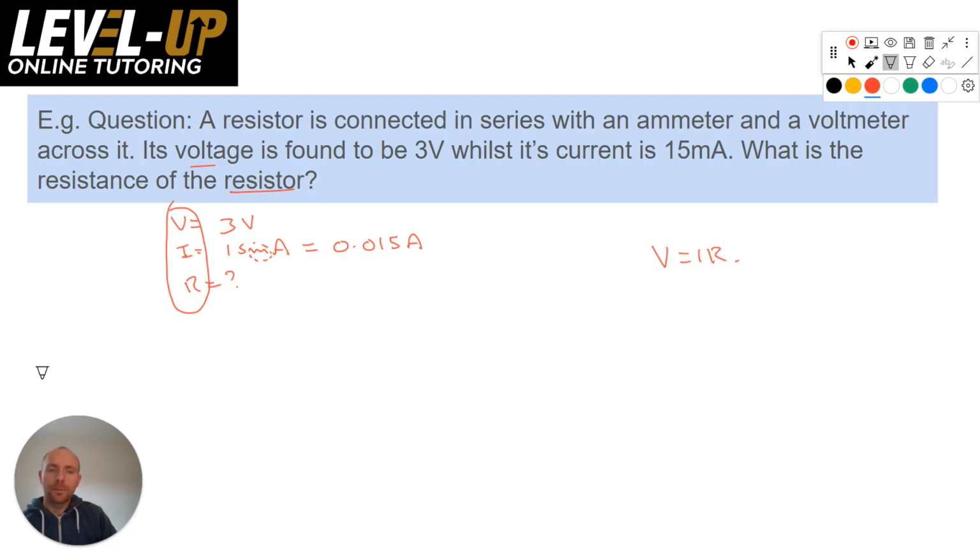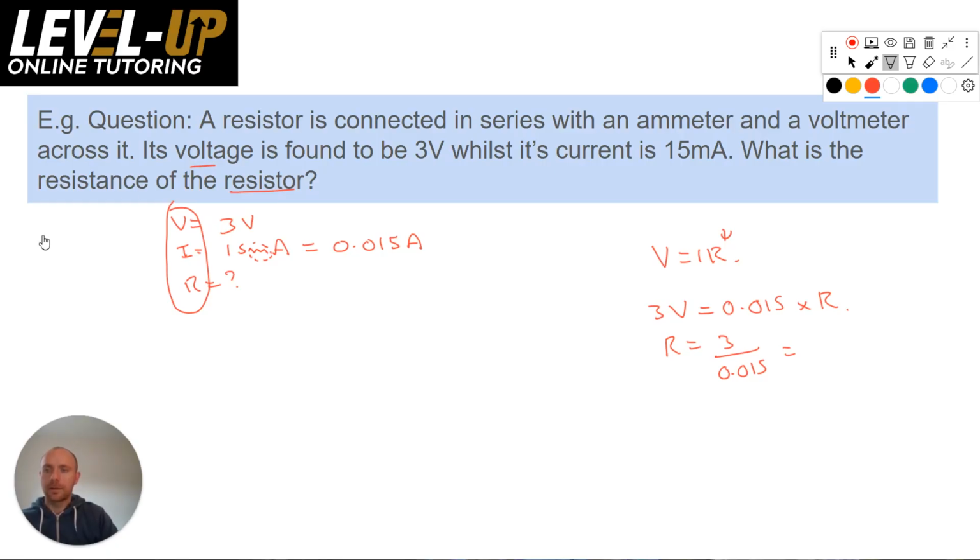But we want to ultimately rearrange that because we want R. But before you do that, we're going to substitute. You're going to get a mark for substituting. So let's substitute the information. We get 3 volts equals 0.015 multiplied by R. And then hopefully we can see that R is 3 divided by 0.015. Get our calculator out. And the answer is 200 ohms.